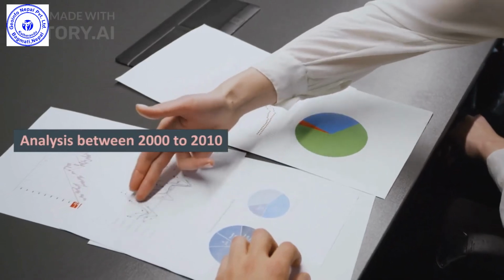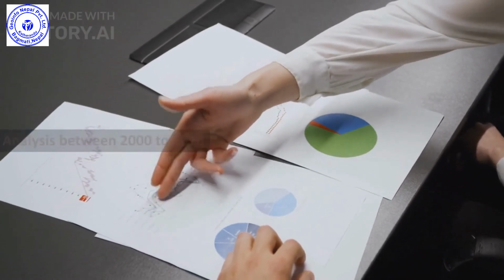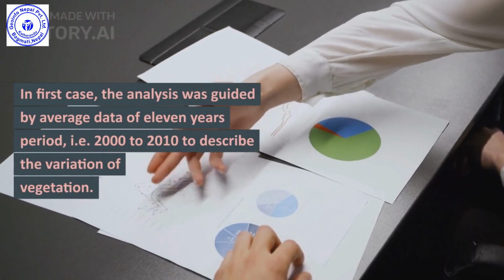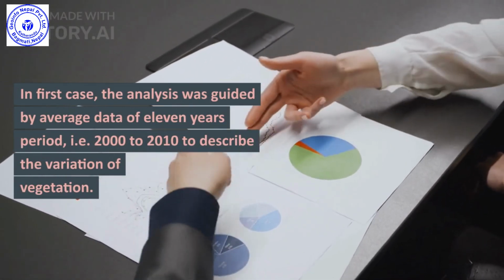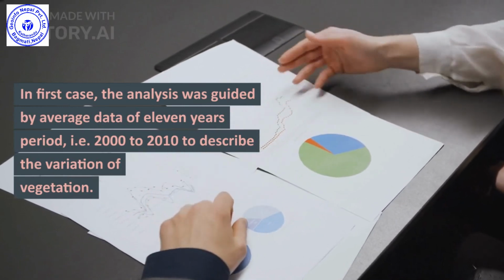Analysis between 2000 to 2010. In the first case, the analysis was guided by average data of an 11-year period, i.e. 2000 to 2010, to describe the variation of vegetation.